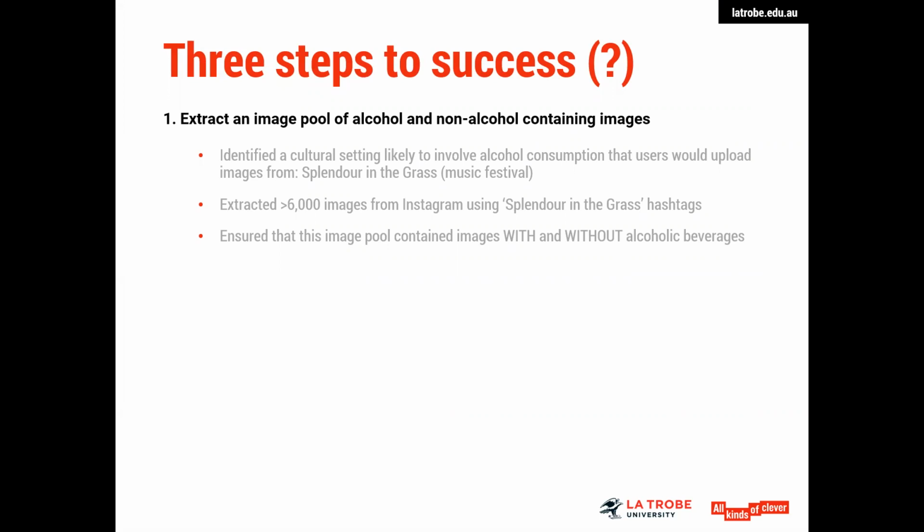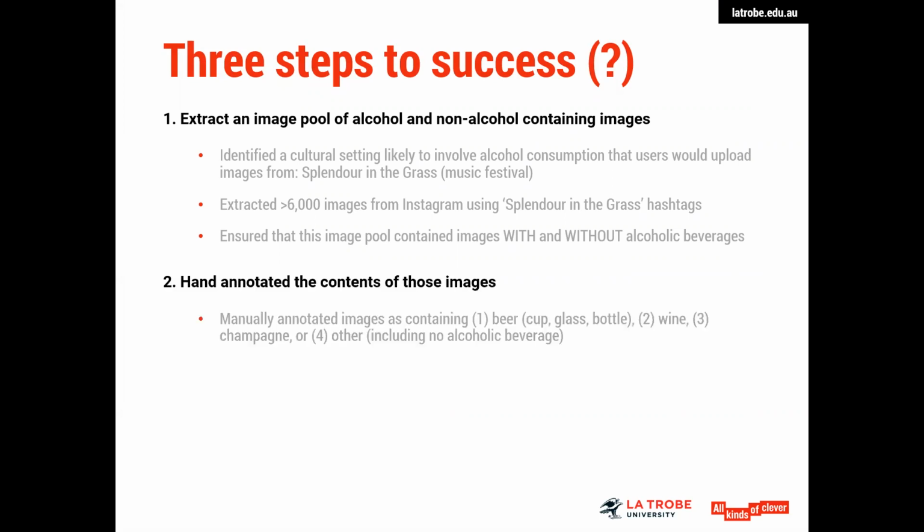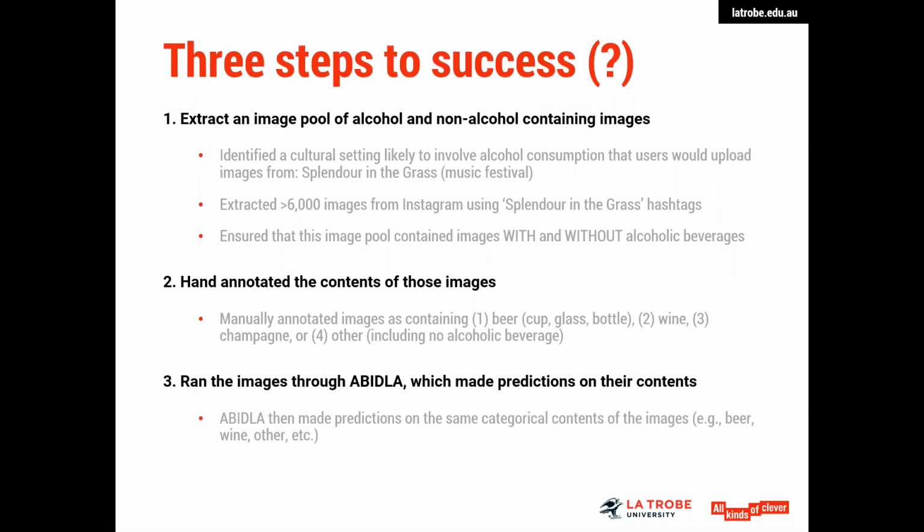We then did a quick scan to ensure that the image pool of 6,000 images contained alcohol and also contained images that did not have alcohol in them. A researcher then hand annotated each of these images categorically based on whether they had beer, wine, champagne, or no alcoholic beverage in them. After this, we ran the images through ABIDLA, which made predictions on the same categorical contents.